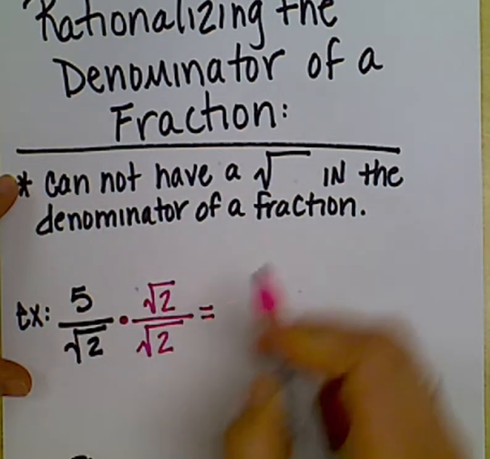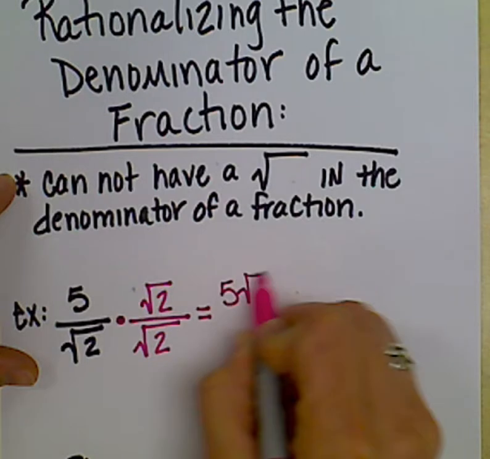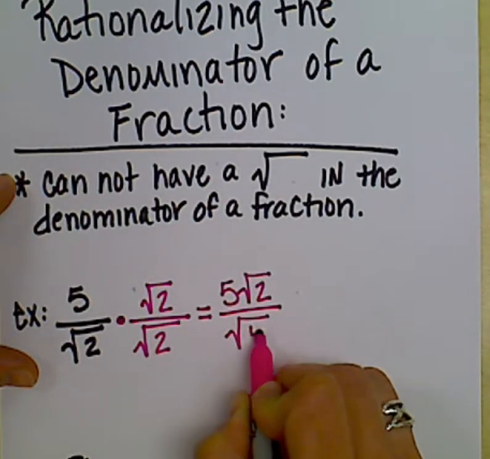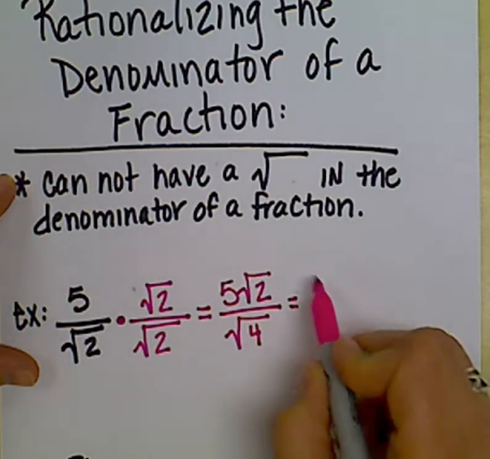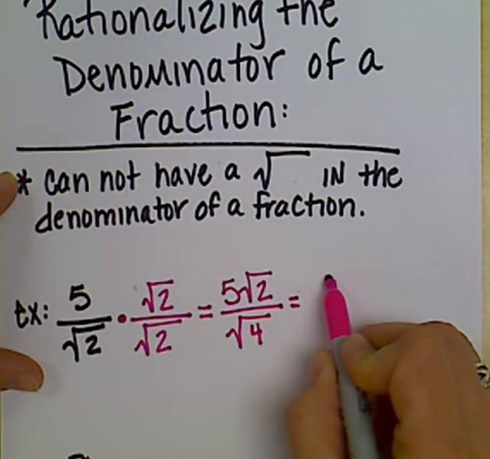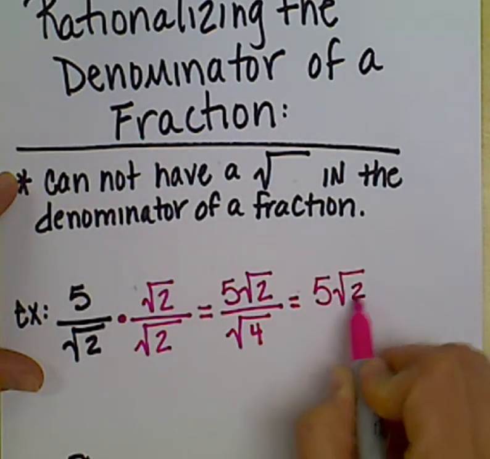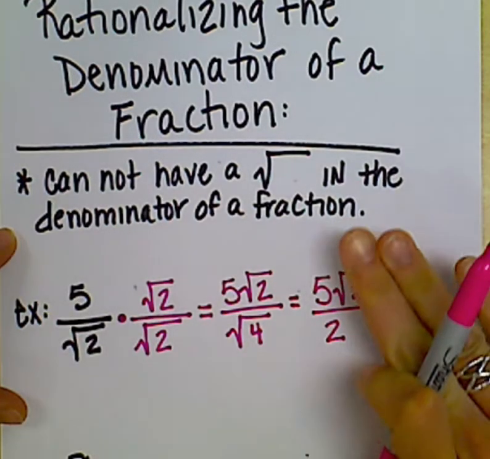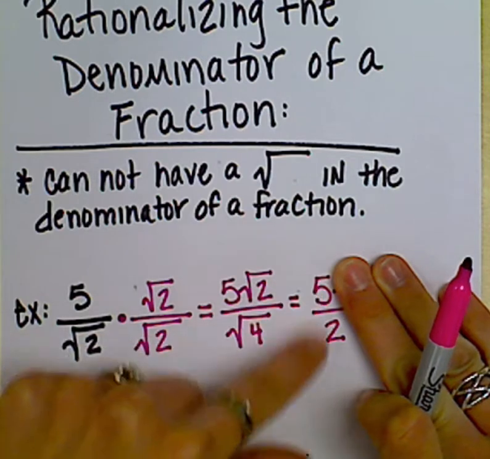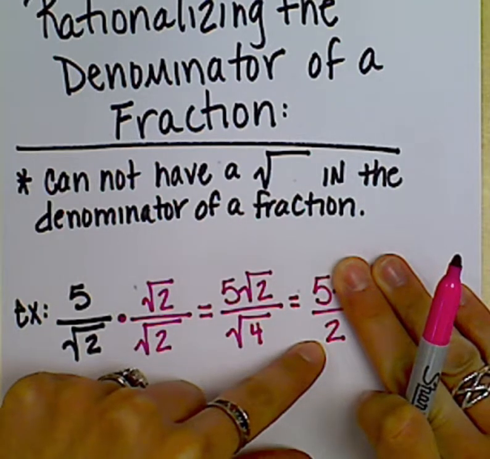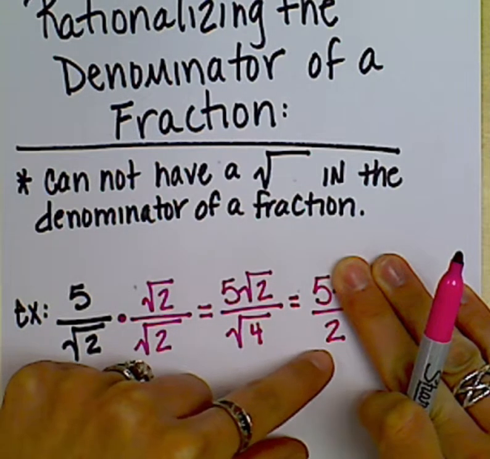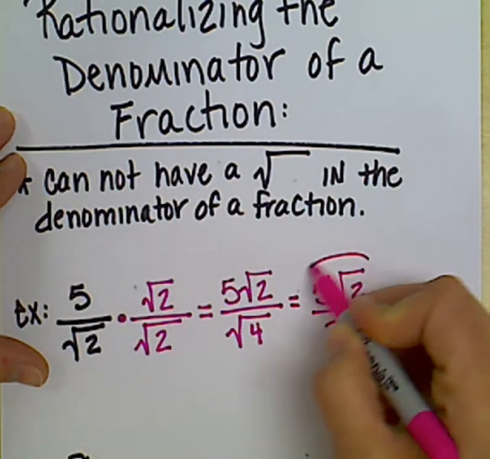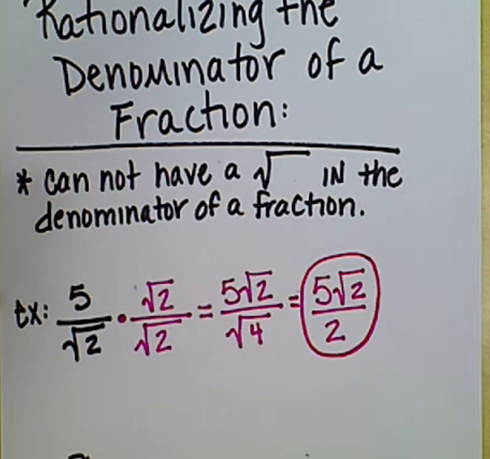When I multiply straight across, I end up with 5 radical 2 over, now this is the square root of 4. I know that the square root of 4 does come out to be 2, so 5 radical 2 over 2. There is nothing that I can do. If I cover that up, 5 over 2 can't be reduced. Don't change it to 2.5. Leave it as 5 over 2. So this is our final answer.